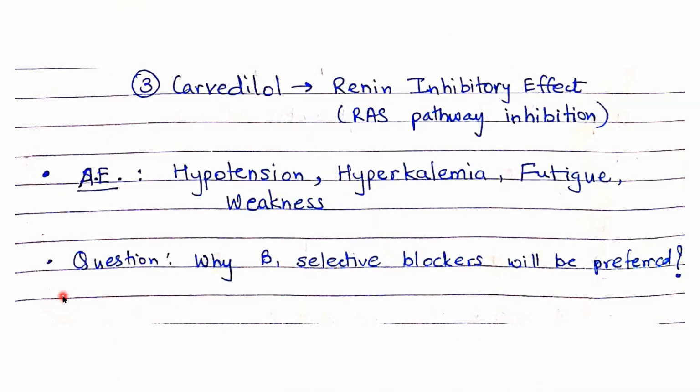Now, a question which can be asked is why beta-1 selective blockers will be preferred, not only in normal patients, but specifically in case of asthma. You have to find the answer to this question. And when I conduct one Zoom session for the entire class to discuss the outcomes or to summarize the entire chapter, at that time I will of course be asking you these questions.